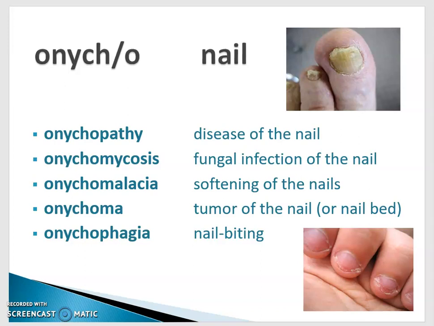Onychomycosis is a fungal infection of the nail. So there we're using, once again, a more specific form of mycosis. We're saying this is in the nail, and to be more precise, the nail bed. Onychomalacia is a softening of the nails. And onychoma is a tumor of the nail or nail bed. And onychophagia is nail biting.